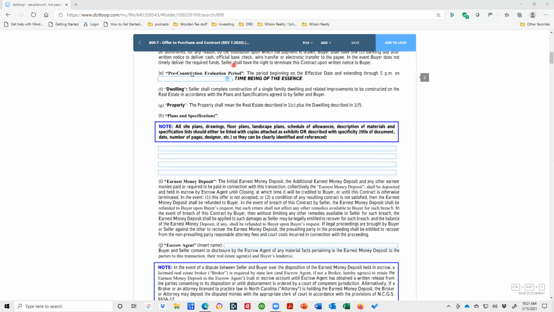The buyer's going to be given a pre-construction evaluation period. It's basically like their due diligence period. Think of it that way. During that period of time, they're going to decide whether they're going to go forward or not. And it is time is of the essence, and it is through 5 p.m.